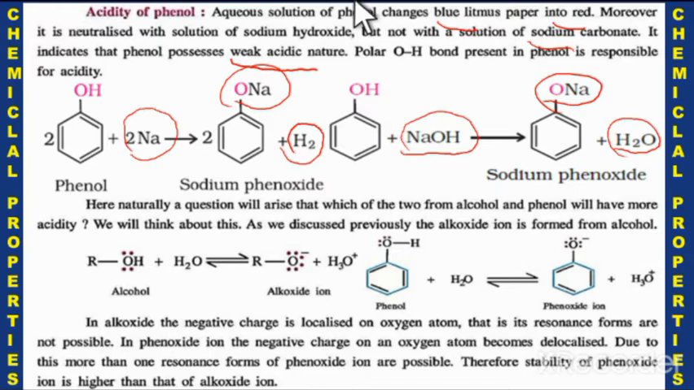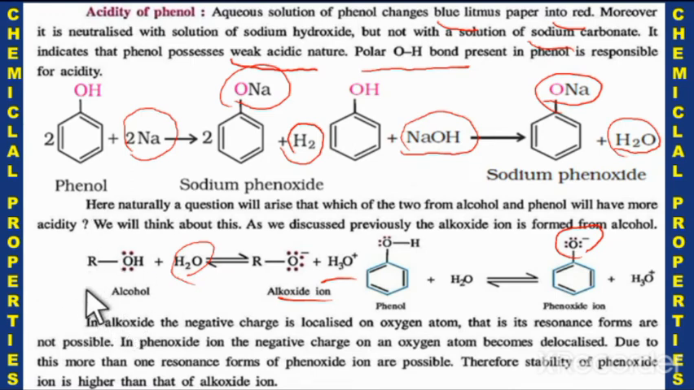This acidity of phenol is due to the polar OH bond present in phenol. When phenol is treated with an aqueous solution, that is a water medium, it gives the phenoxide ion. And alcohol, when treated with water, gives the alkoxide ion and hydronium ion. So among the phenoxide ion and alkoxide ion, which is more stable, and in addition to that, among alcohol and phenol, which has the more acidic nature?